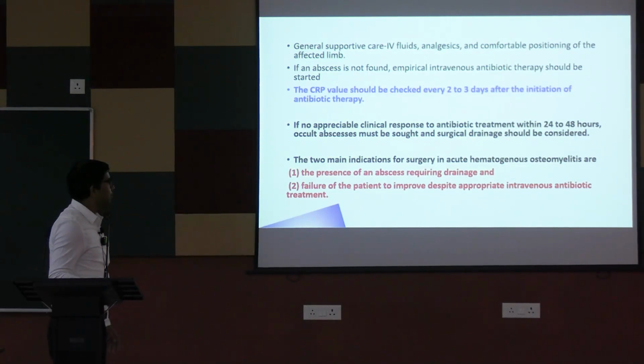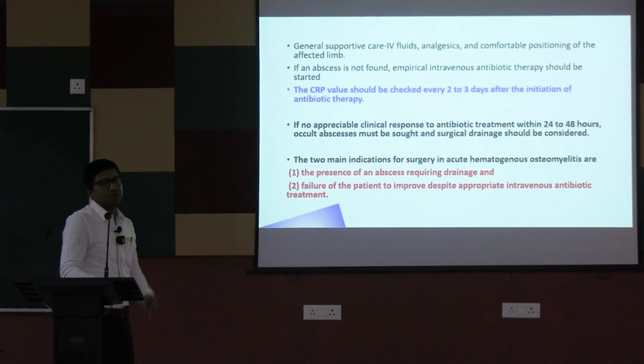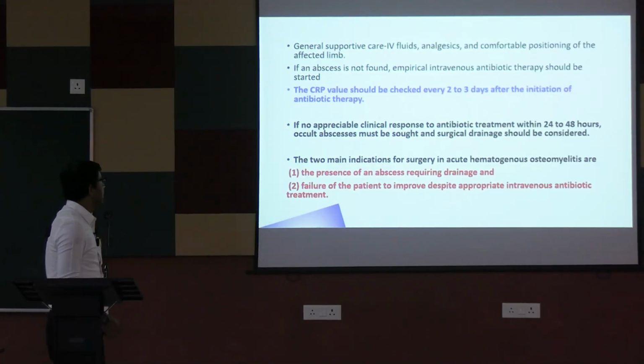In patients with acute osteomyelitis, you start general supportive care with IV fluids. Analgesics are important to ease the baby and give comfort to the patient, and always keep the limb in a comfortable position. You can splint the limb to decrease the pain. If there is no abscess, start empirical IV antibiotics. It should be started as early as possible.